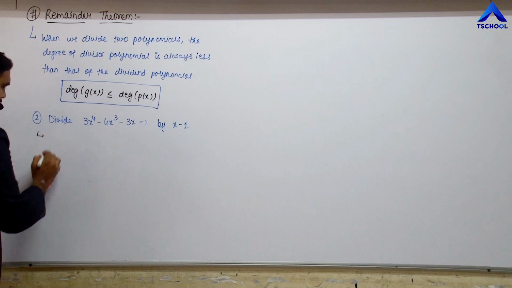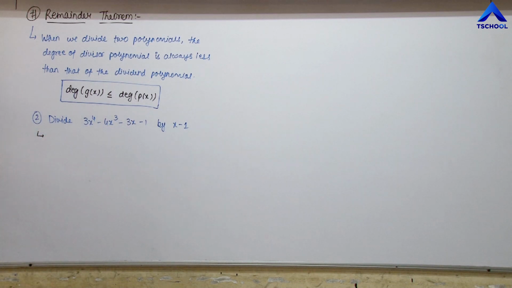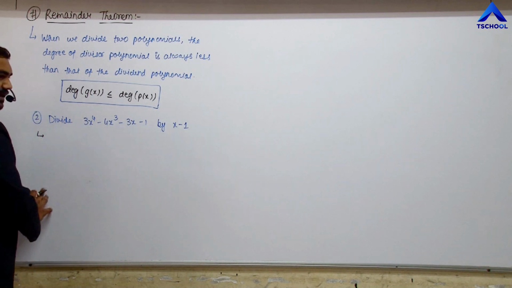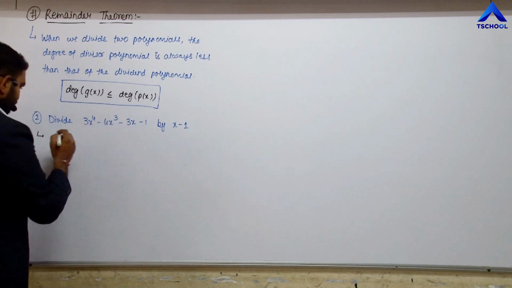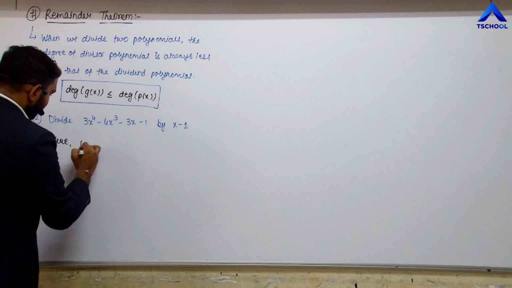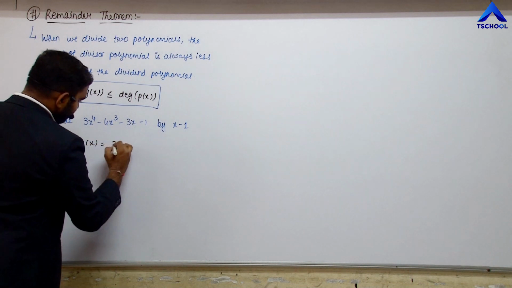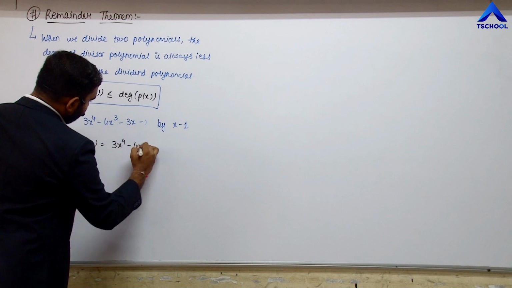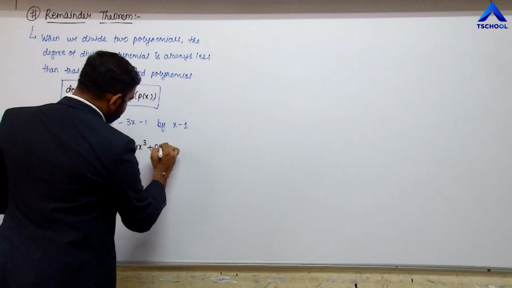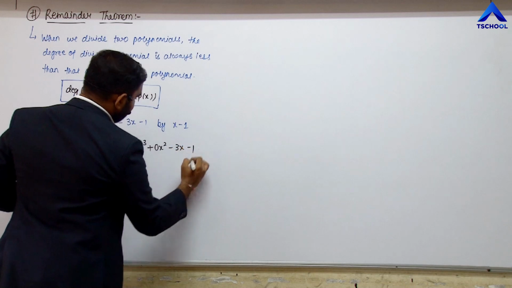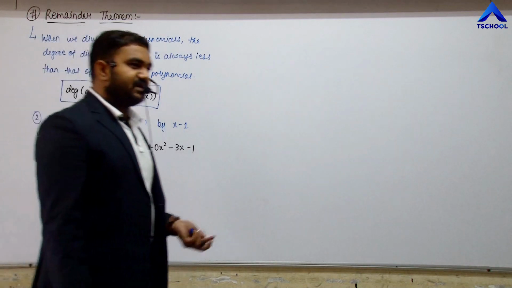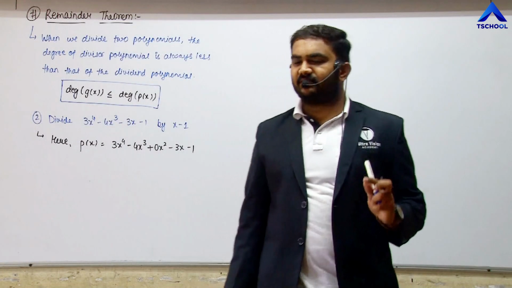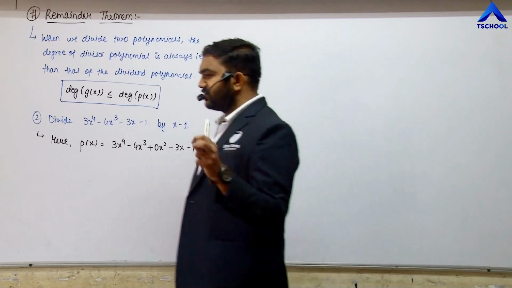First of all, let us check that all the terms are in the descending order of their powers of the variables or not. Here friends, in this dividend polynomial, there is a term missing with the variable x square. So here let me write down p of x is equals to 3x raised to 4 minus 4x cube plus 0x square minus 3x minus 1. Friends, whenever there is a term missing, you will always write this term as plus 0x square or 0x or 0x cube or 0x raised to 4.